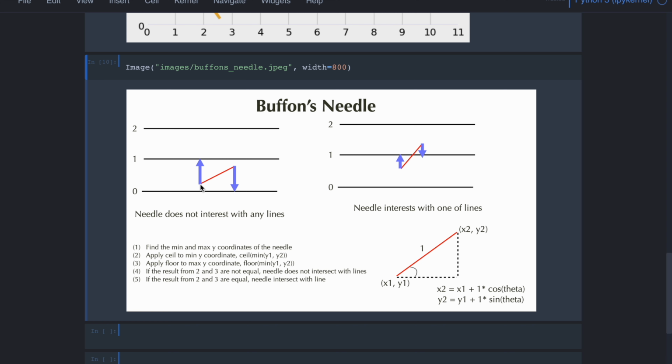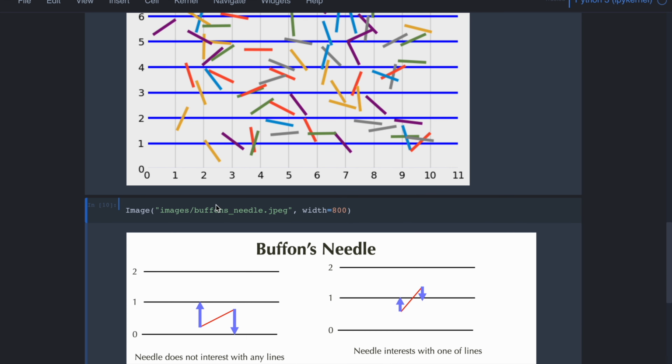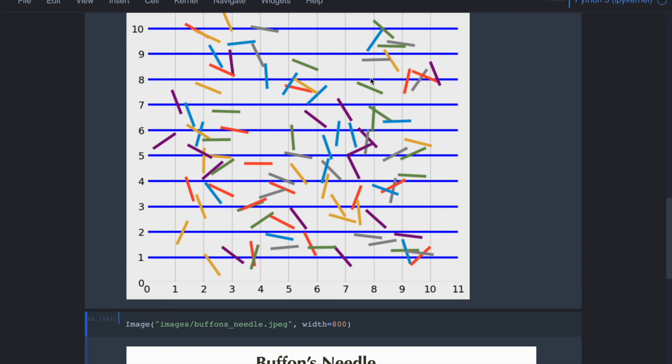Because the needles are along the y direction, whether the intersection happened or not is dependent purely on the y coordinate, not on the x coordinates. So first we take the minimum of the y coordinates. For example, this is one point and this is another, so here we have y1, here we have y2. In this case y1 is smaller than y2, but it need not be. For example, if the needle falls something like this, y1 will be higher than y2.